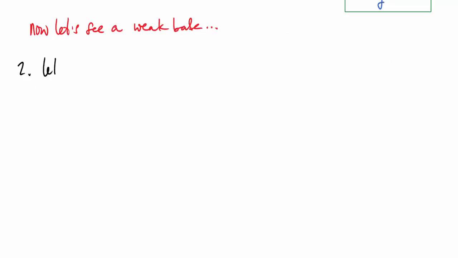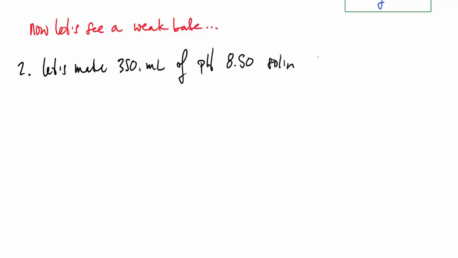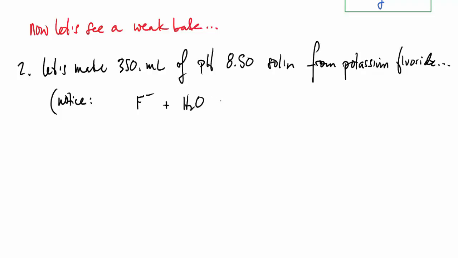Now let's look at a weak base. This will look a little bit different. And we'll make 350 milliliters of pH 8.5 solution from potassium fluoride. Now you have to think about that for a second. Potassium fluoride doesn't strike you as a base immediately, but we realize that it is in fact fluoride ion that's the conjugate base of hydrofluoric acid.